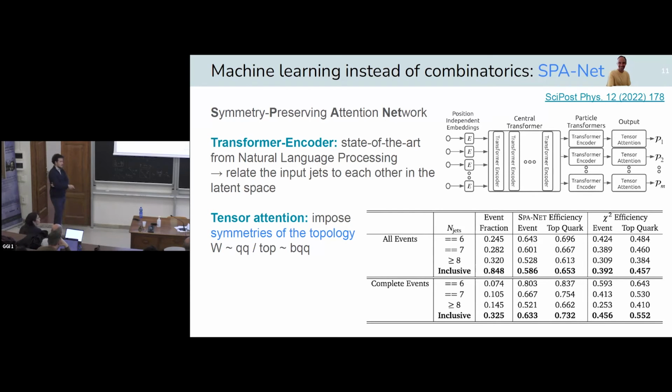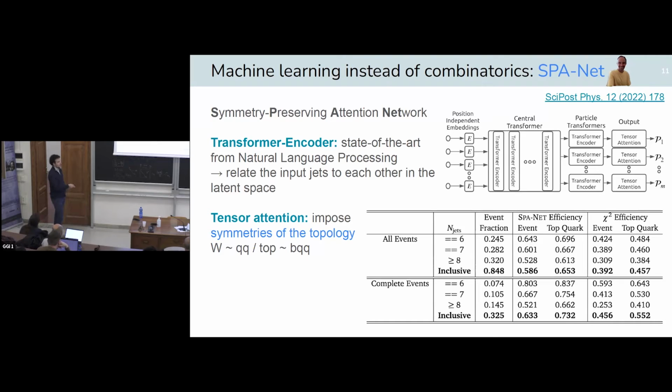And then where they innovate in this paper is in this last block where you try to build your tops. So here you can have any number of particles, but in our case, we just have 2 tops. And there you can impose what is called tensor attention in the paper, but it just means you try to impose symmetries on your topology. So the network is going to pick some jets to reconstruct the W, but actually I don't care if this jet is the first W jet or the second, they should be swappable and I get the same object.